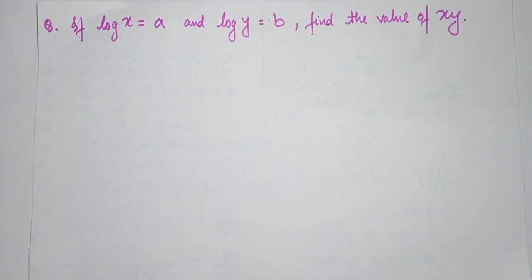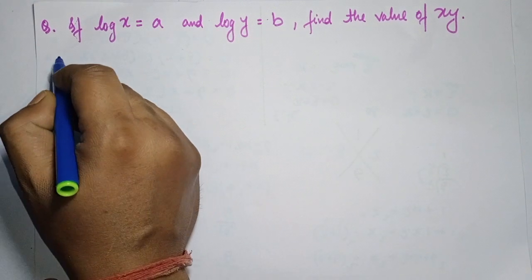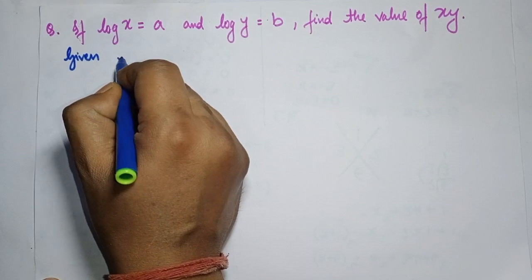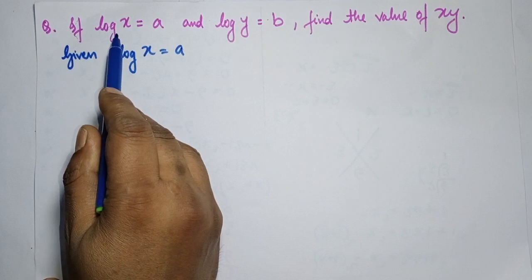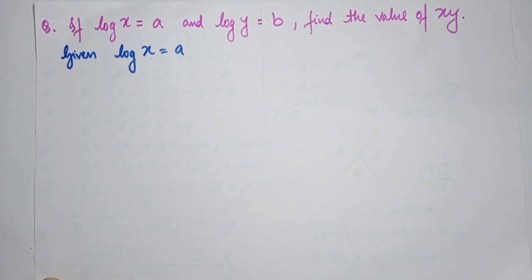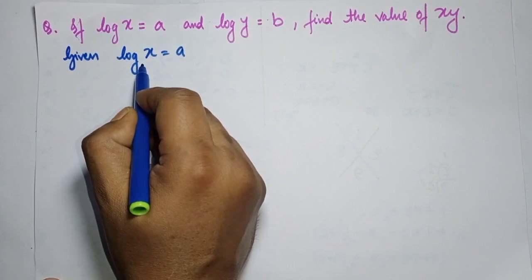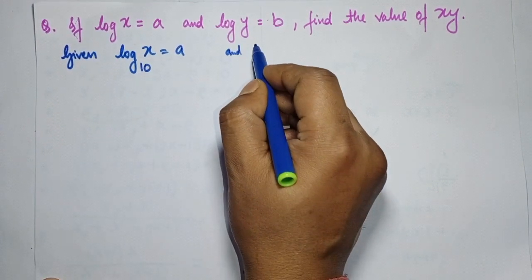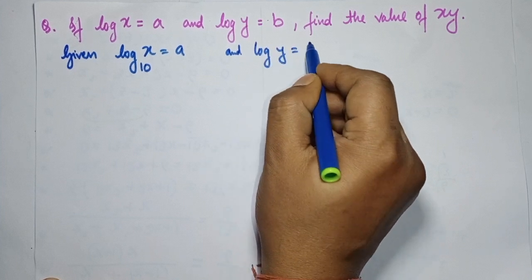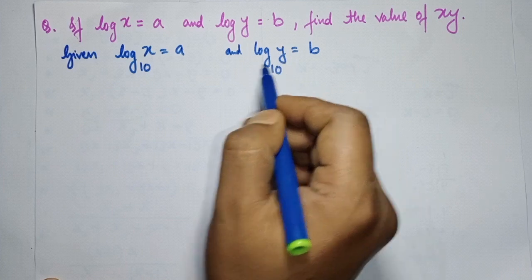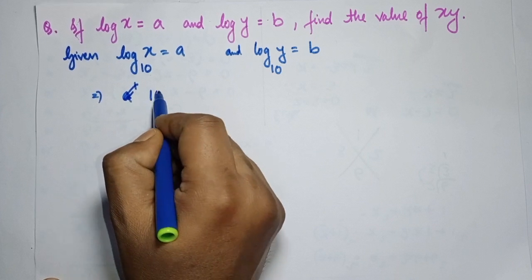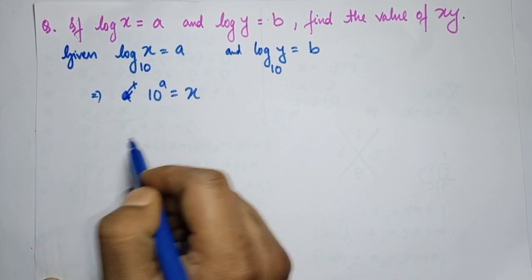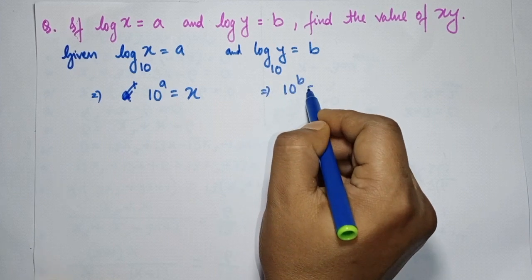So here we have another question. This will be the last question from this exercise. So what you can see here, this is one of the important questions also. Given log x equals a, they have given us the common log. Common log means the base will always be 10. And they have given log of y equals b. This is also a common log, which means the base will be 10. So what can I write? 10 to the power a equals x. Similarly, 10 to the power b is equal to y.